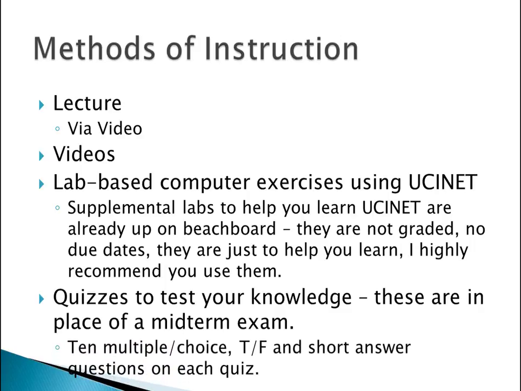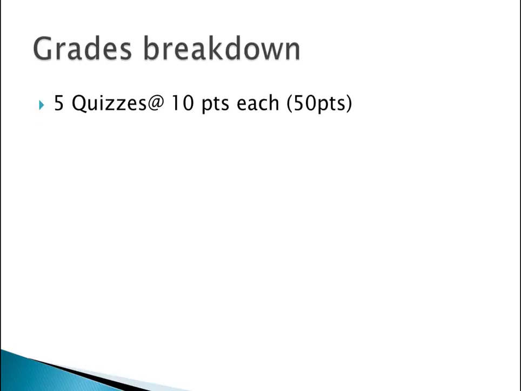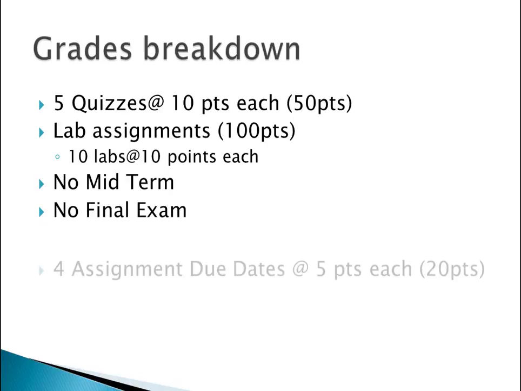Quizzes are going to be 10 questions each, so 10 points each for a total of 50. There's 10 multiple choice, true, false, and short answer questions on each quiz. Okay? If you have questions about them, let me know. Grades breakdown. So again, 5 quizzes at 10 points each for a total of 50 points. You're going to have lab assignments. There's 10 labs at 10 points each for a total of 100 points. Again, no midterm, no final, so you should be jumping for joy.